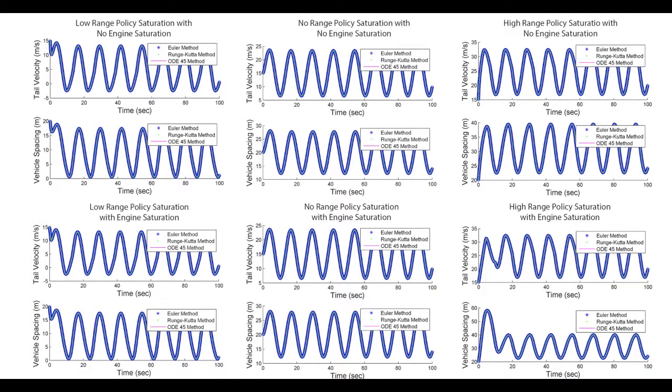This figure depicts the results of numeric simulations under all combinations of range policy saturation and engine saturation. All simulations use the same stable parameter pair and initial conditions. Here, we see that range policy saturation leads to a steady state response that consists of multiple sinusoids as well as the existence of a transient response when compared to no range policy saturation. We also see that engine saturation seems to only significantly affect the system when coupled with high range policy saturation. Nevertheless, all simulations are stable.